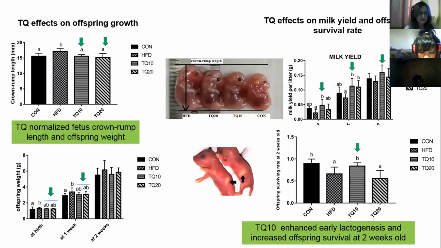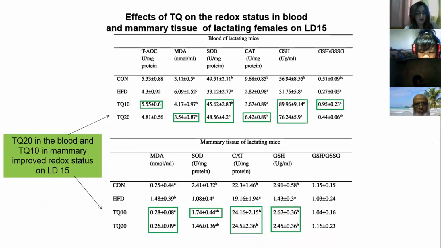We can see that TQ10, but not TQ20, enhanced early lactogenesis and increased milk yield and offspring survival at 2 weeks old significantly. By studying the effects of TQ on redox status in blood and mammary tissue of lactating females on lactation day 15, we can notice that TQ improved total antioxidant capacity and antioxidant enzyme activity like SOD, CAT, GSH, and the effect of TQ10 on mammary gland antioxidant capacity is more than TQ20.